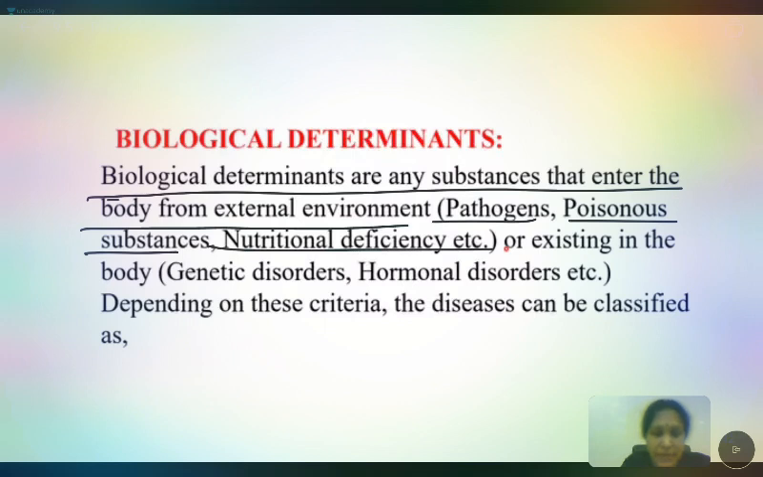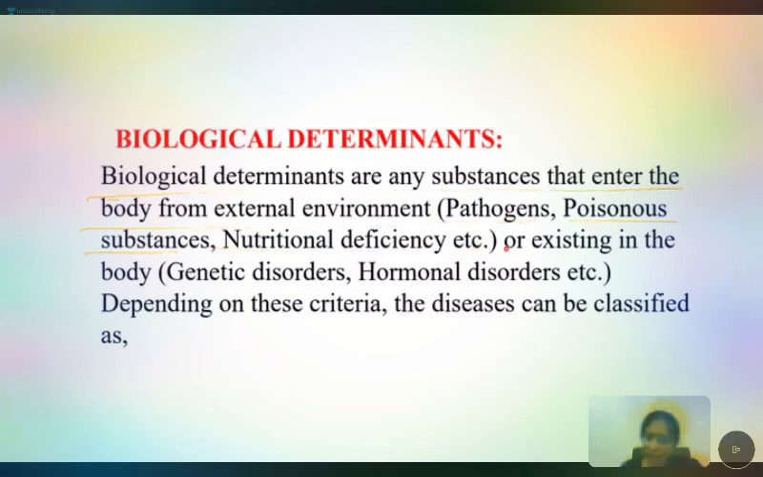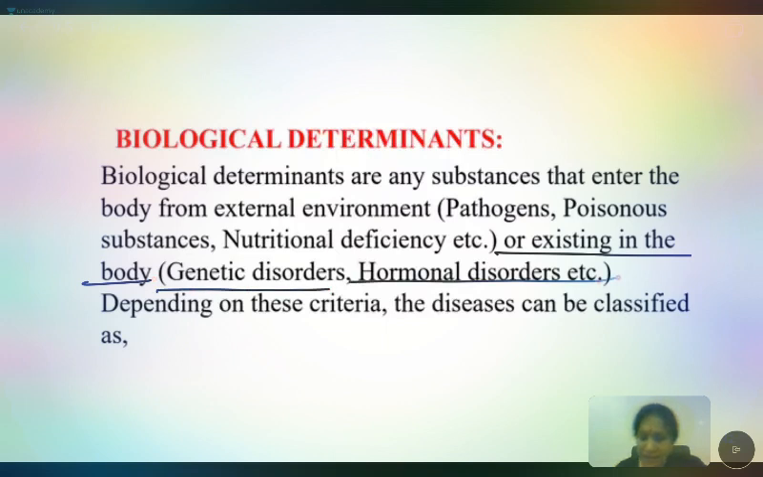Is it clear? A biological factor need not always come from outside, isn't it? It can be existing in the body also, like genetic diseases, hormonal diseases, etc. A lethal gene is not coming from outside. You are born with it, isn't it? So biological factors can be of two types: those which come from outside and those which exist in our body. Those existing in our body, examples: genes, hormones. Those coming from outside, examples: pathogens, poisonous substances, nutritional deficiency, etc.